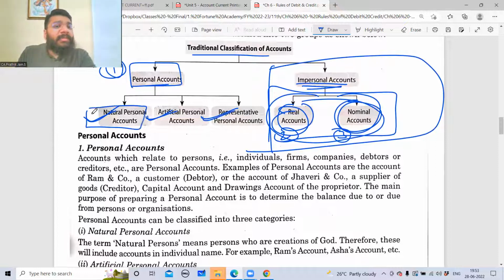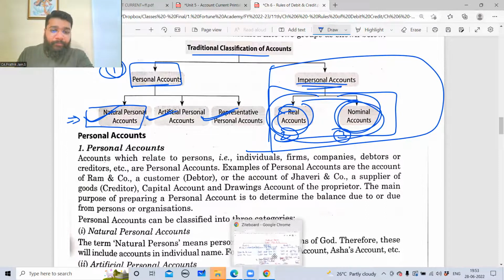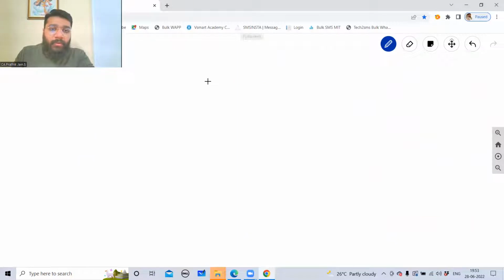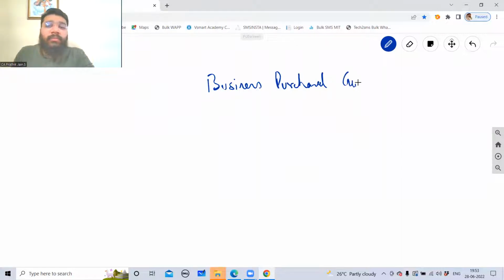So first, let's discuss natural personal account. Natural means what? Human being. Creation of God. Creation of God is human being. So can I say there is a natural process? So if you are a human being, then you fall under this category. For example, business purchased goods of rupees 5,000 from Sham.